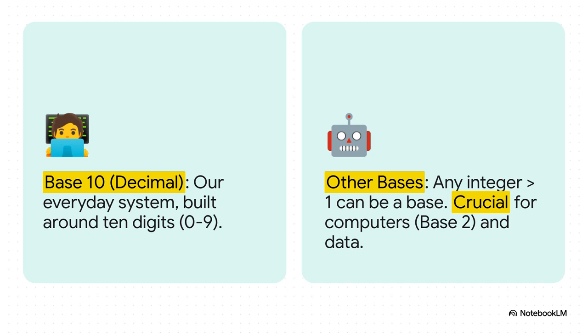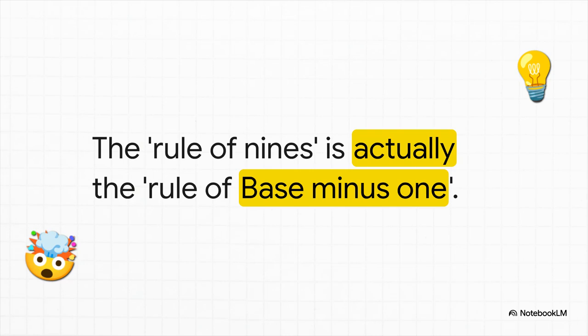So we're really comfortable in our base 10 world. But base 2, or binary, is literally the language of all computers. And things like base 16 are used everywhere in programming. Our system isn't special. It's just the one we're used to. And this is the big reveal. That rule of nines isn't really about the number 9 at all. It's actually the rule for whatever your number base is, minus 1.